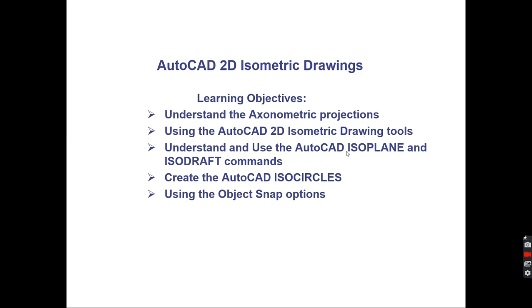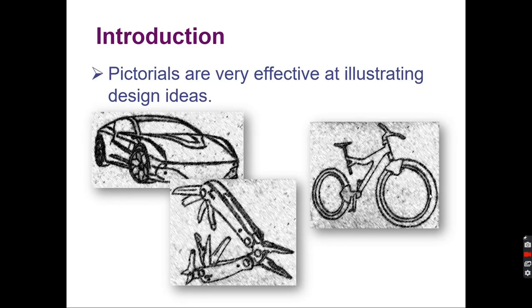We're going to be using the commands isoplane and isodraft. We're also going to create iso circles, and of course the object snap options. A pictorial is an effective way of illustrating design ideas. We've all seen sketches like this, and it gives you a better idea of what the part is going to look like when we're finished.